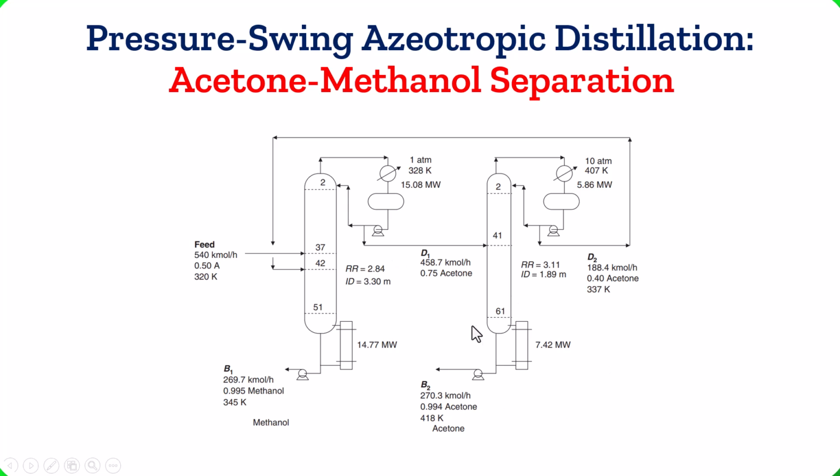According to our example, you see that we have two columns, C1 and C2. In C1, we separate the methanol, and the pressure is 1 atmosphere. And for the C2 column, we separate acetone from methanol, and the pressure is 10 atmospheres. And then we have a distillate stream from the C2 that is recycled to the C1 because we have a different composition for acetone and methanol. So to start the simulation, let's move to Aspen Plus.